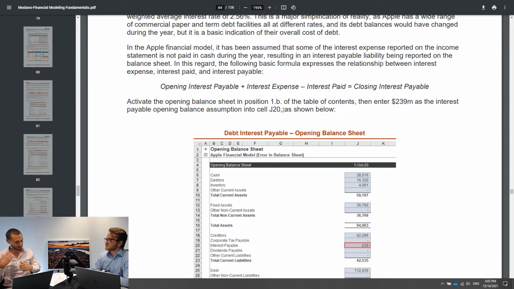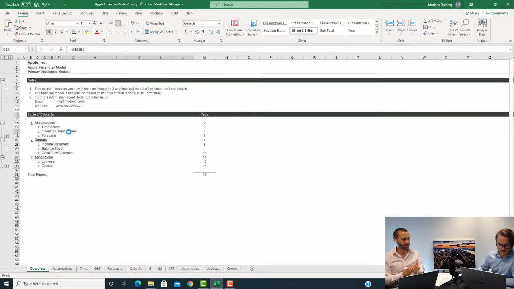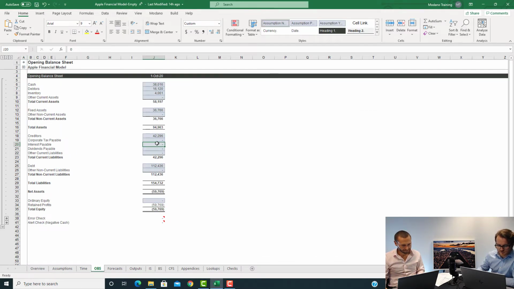So it's going to impact all three financials. To start off with, let's put the interest payable balance in. We're going to put their interest payable in here as 239 million. So go to their opening balance sheet and go to interest payable. That's a current liability because it's payable within 12 months. Yep, so interest payable of 239.